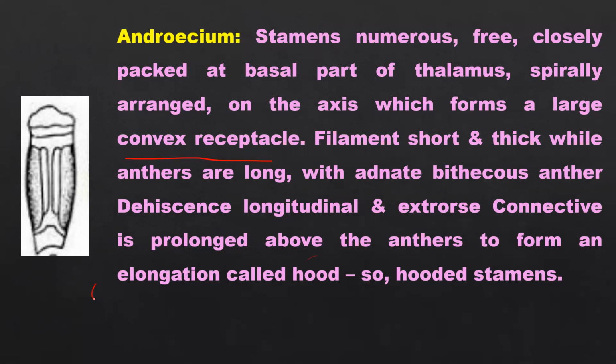Suppose this is the anther, this one is the stalk part. This is the filament, right? You know this. The filament is short and thick, while the anthers are long with adnate bithecous anther. Okay. Dehiscence is longitudinal, that means in this direction, and extrorse. Connective is prolonged above the anthers to form an elongation called hood. So they are called hooded stamens. Okay.